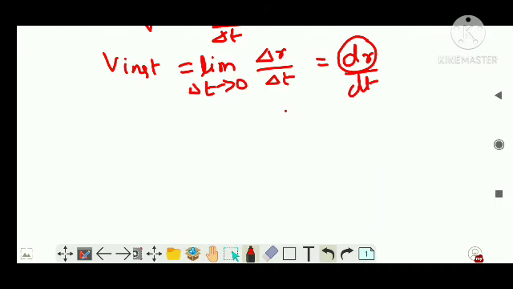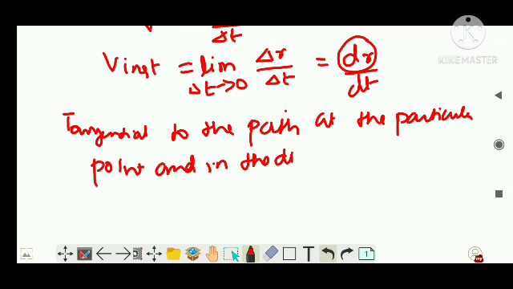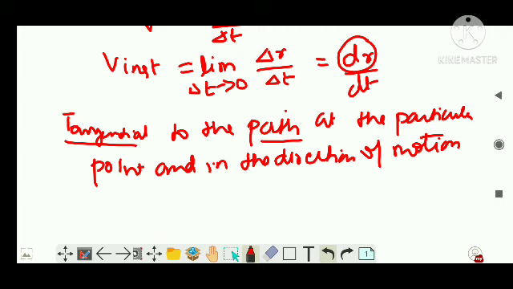Now what is the direction? Just like the previous case, if you are asked what is the direction of instantaneous velocity, keep in mind it is tangential to the path at the particular point and in the direction of motion. So the instantaneous velocity direction is tangential to the path at the point and in the direction of motion. I hope you understand.